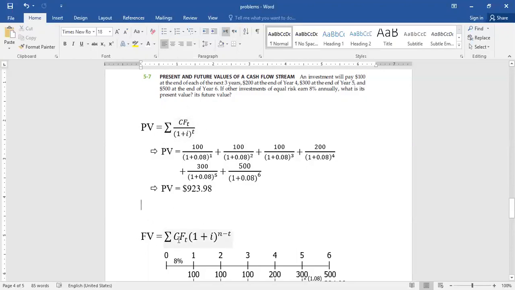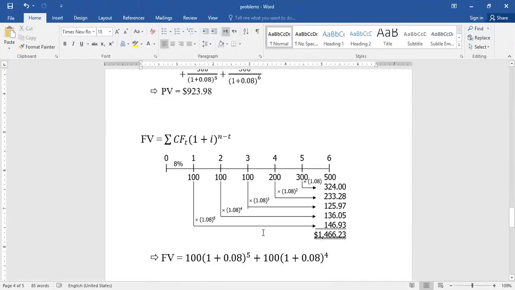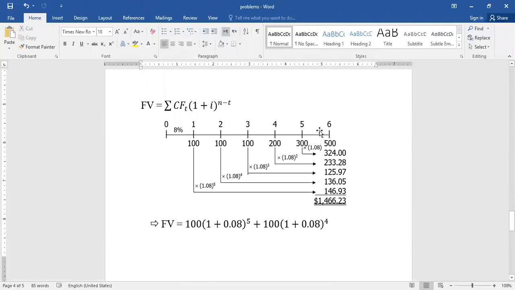So when I want to find the future value, it is the cash flow at time t times 1 plus i to the power n minus t, as discussed in class. So how do we do this? It is like I'm finding the future value of each of these cash flows alone, and then I'm adding them up. I find their sum. Okay? So this is what we're going to do.